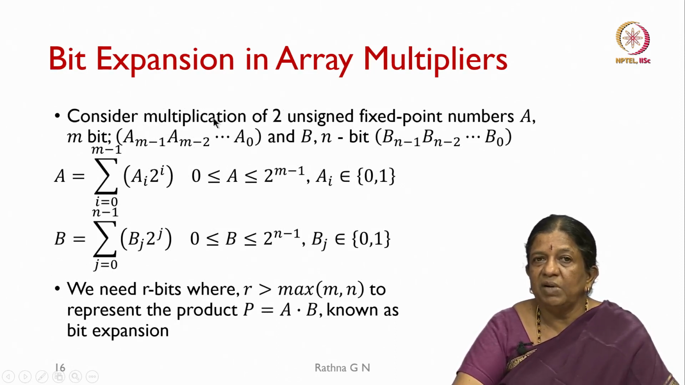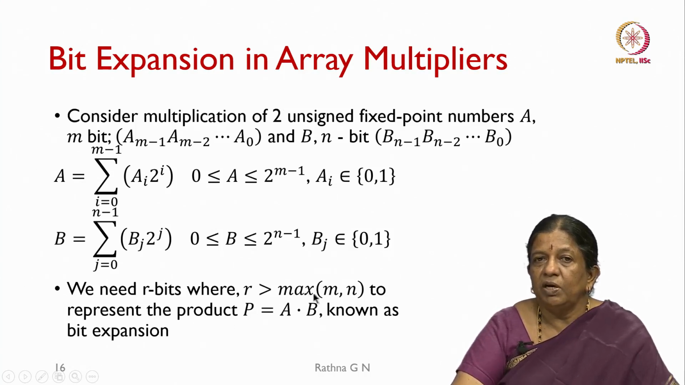So, we will be considering the multiplication of 2 unsigned fixed point numbers. In this case, A is an m bit and B is an n bit number, and it can be represented in the summation form like this. A will range between 0 to 2 power m minus 1, and each a_i will belong to either 0 or 1. Same way with the B operand also. So, we say that we need R bits, where R is going to be greater than the maximum of m comma n, to represent the product, which is P is equal to A into B.